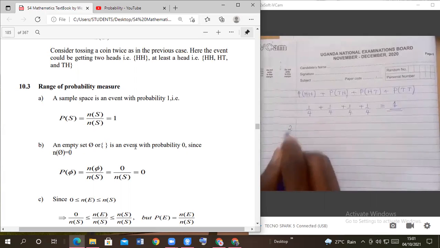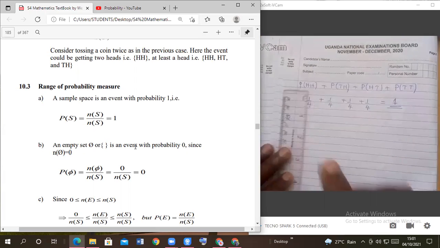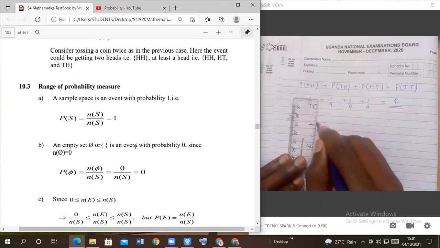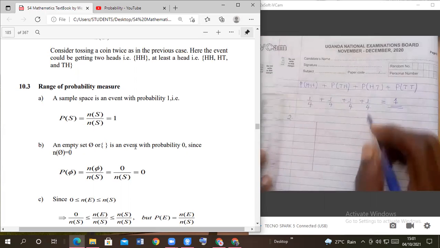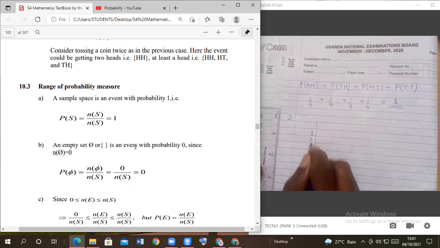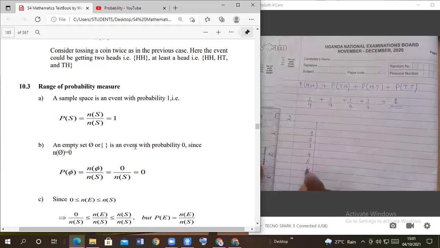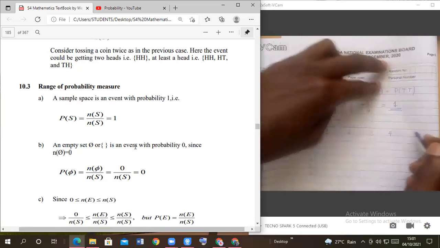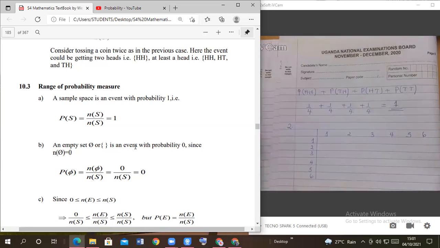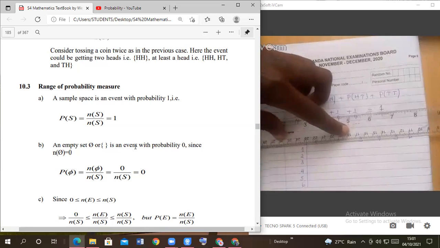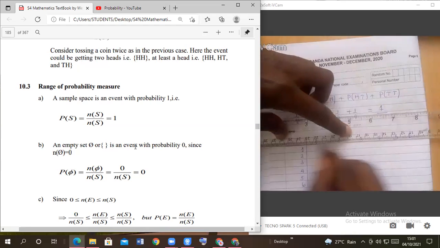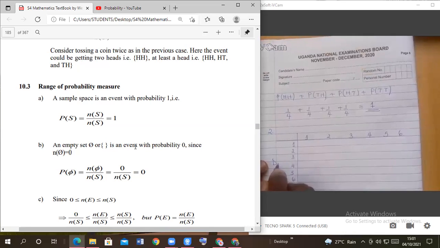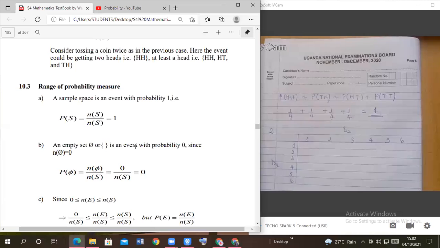Then example number 2. Let's look at the case of the dials: 1, 2, 3, 4, 5, 6. So this is dial 1. This is dial 2.